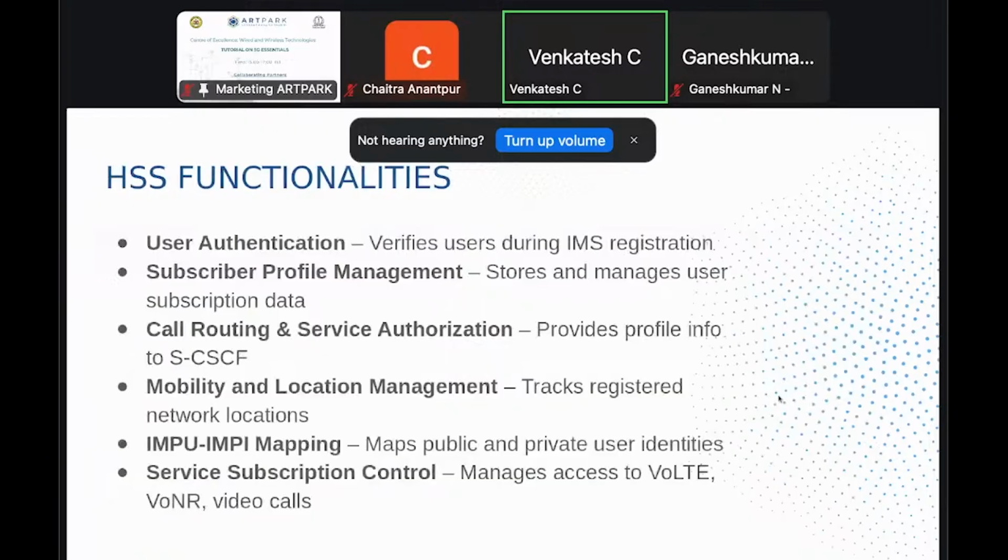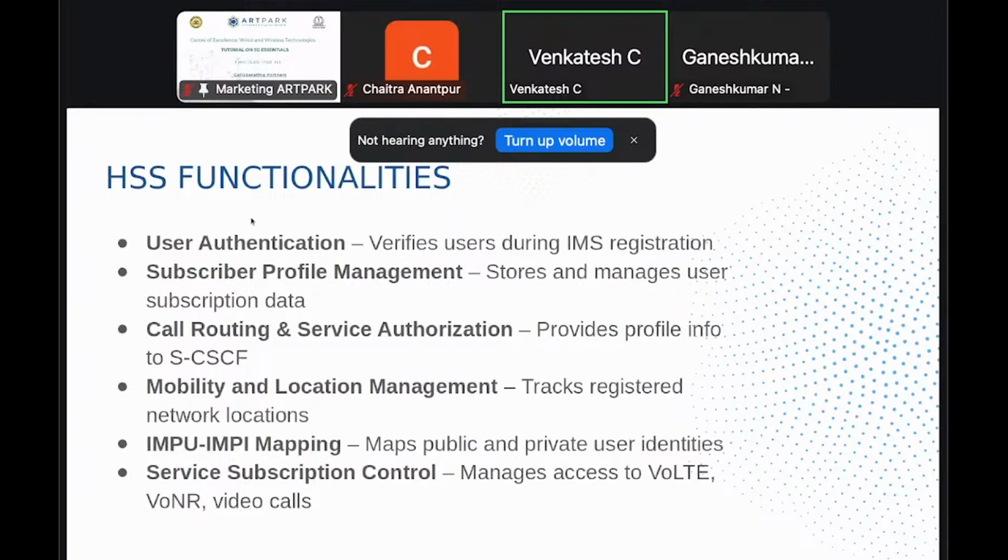Now let's discuss another critical component in IMS, that is the HSS. HSS stands for Home Subscriber Server. It is a database in IMS. It stores and manages the subscriber related information. It plays an important role in authentication, service authorization and even mobility management.